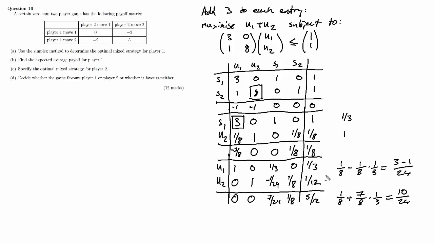To find the optimal strategy for player 1, we need the values for S1 and S2, which are taken from here. That is, S1 is 7/24, and S2 is 1/8. We also need to know S1 plus S2, which is the value of the optimal solution we've just found. Now we can use this to determine the optimal mixed strategy for player 1.